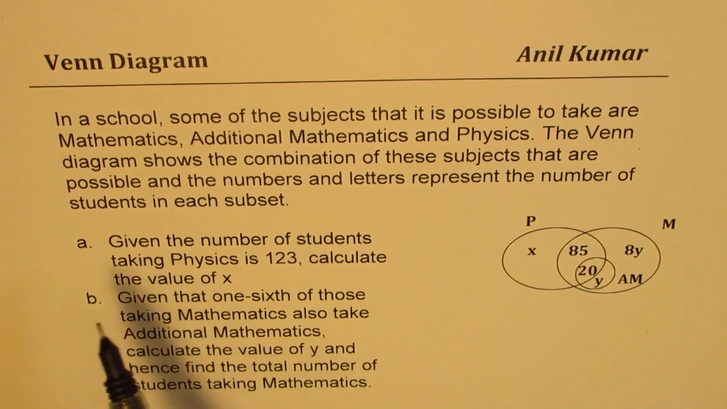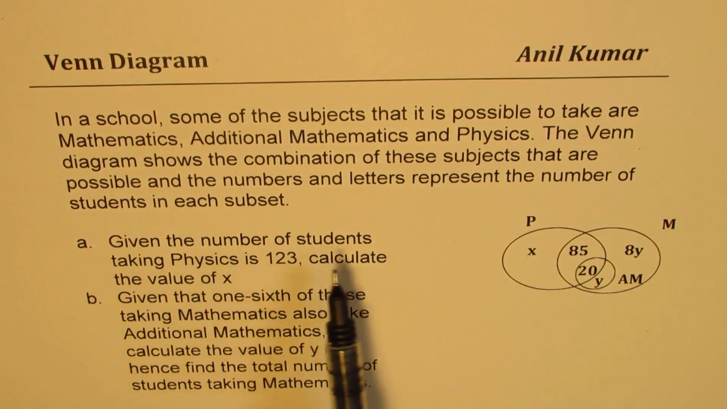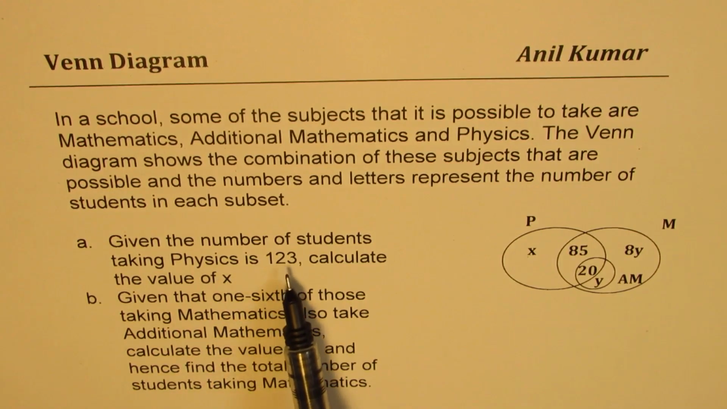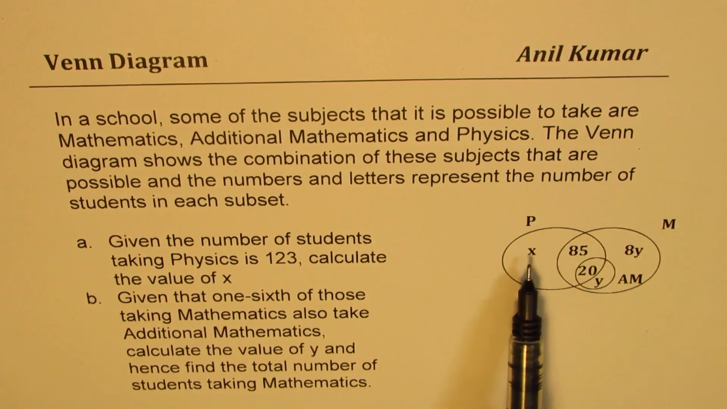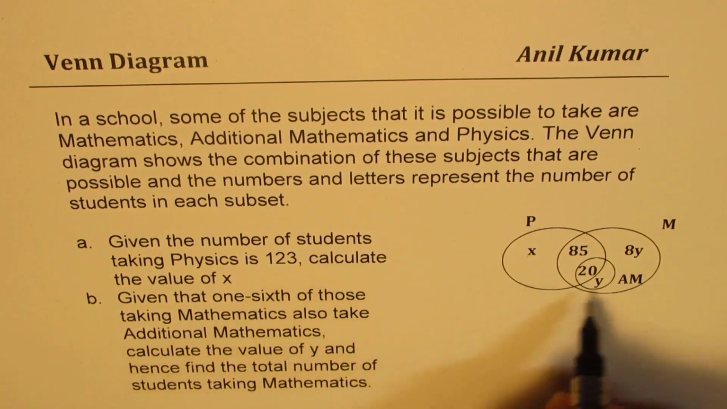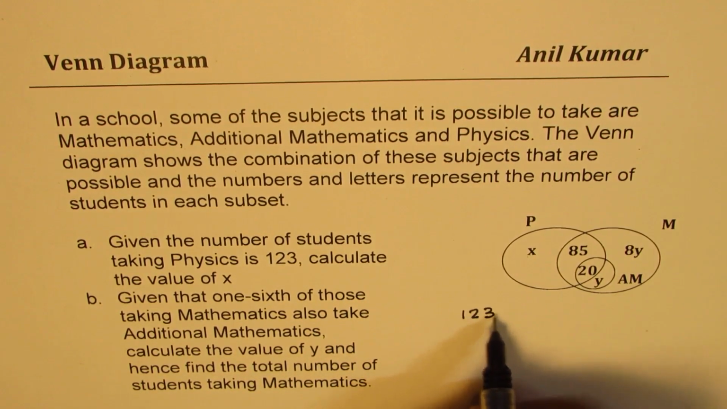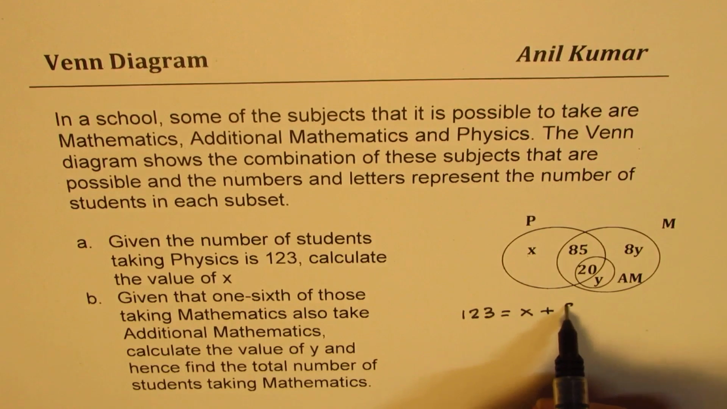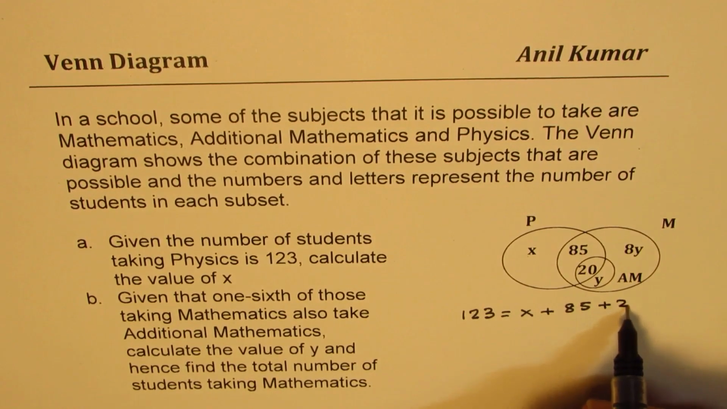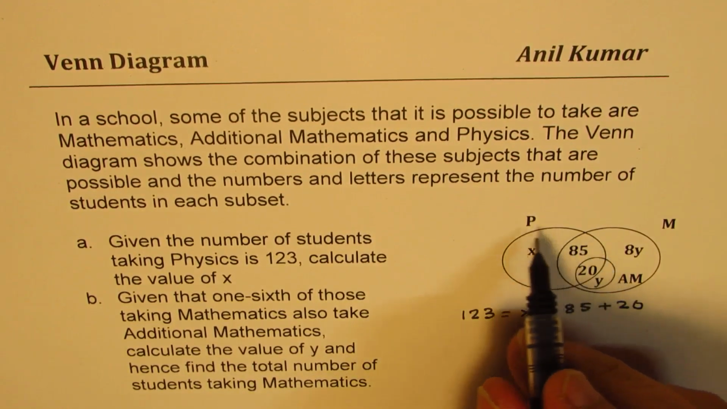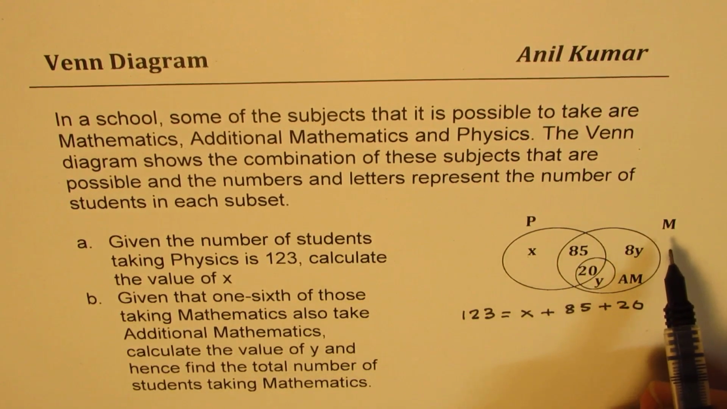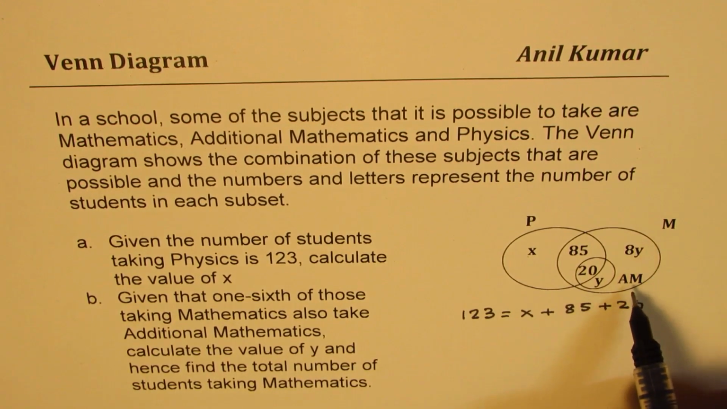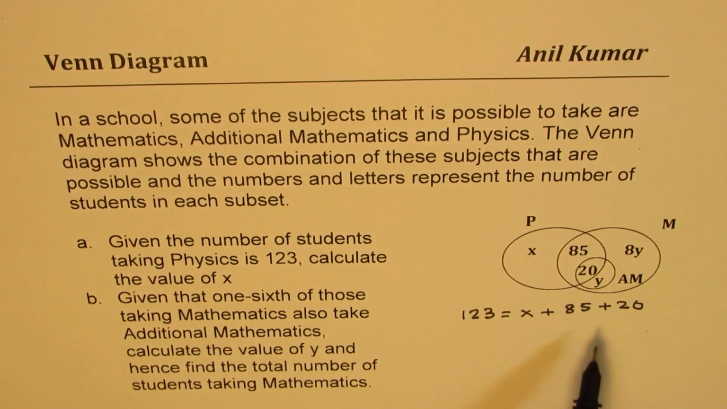Now let's begin with part A, which says, given the number of students taking physics is 123. So this big circle includes 20, 85, and x, and their sum should be 123, correct? So from the Venn diagram, we know 123 should be equal to x plus 85 plus 20. This circle is for the students who have taken physics. Some of them have taken mathematics and also additional mathematics. So that is the equation which you need to solve.